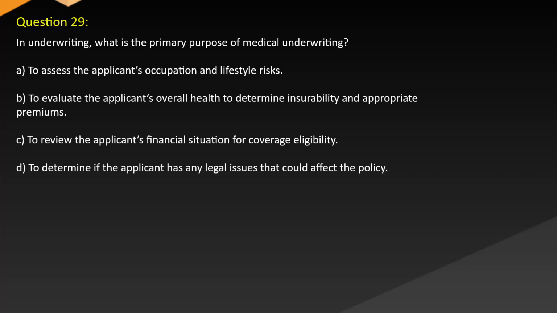Question 29. In underwriting, what is the primary purpose of medical underwriting? A. To assess the applicant's occupation and lifestyle risks. B. To evaluate the applicant's overall health to determine insurability and appropriate premiums. C. To review the applicant's financial situation for coverage eligibility. D. To determine if the applicant has any legal issues that could affect the policy.